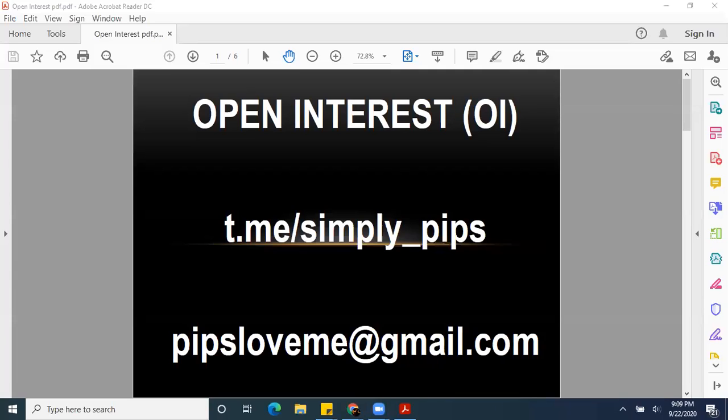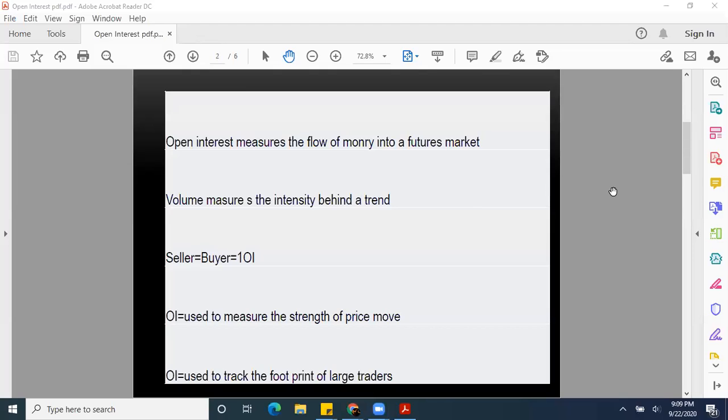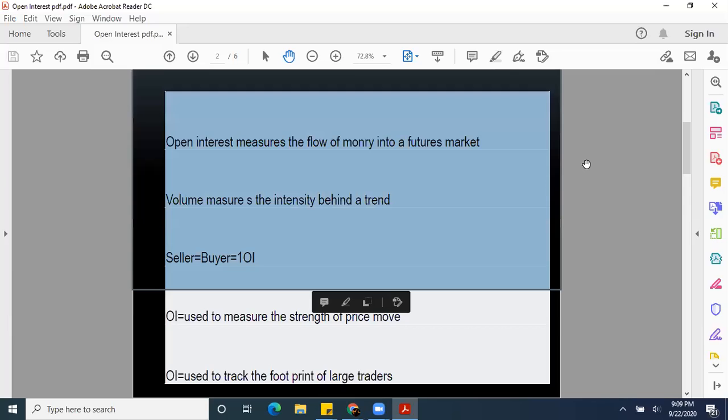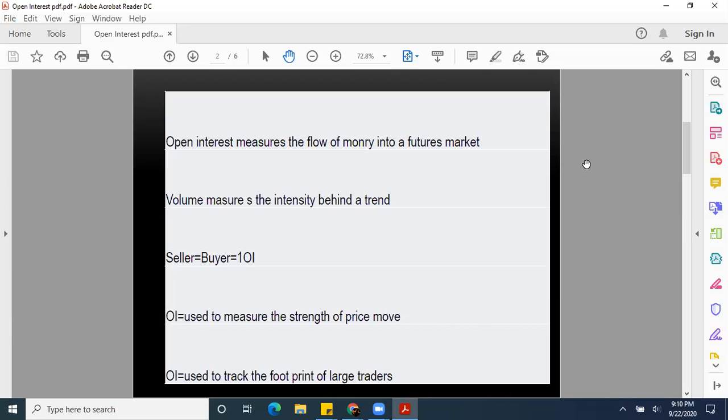Right, so today we'll be discussing open interest. Forgive the error in spelling there, that is money, not Mori. Right, so open interest measures the flow of money into a futures market. Basically, that's what it does. And by that, we mean it could be currencies, it could be anything. It just measures the flow of money.